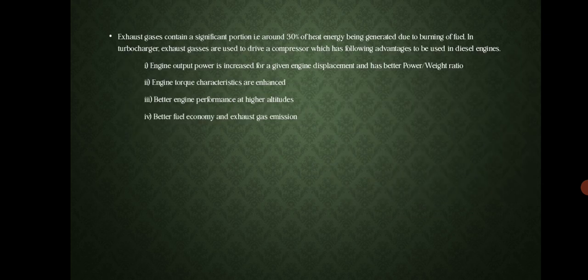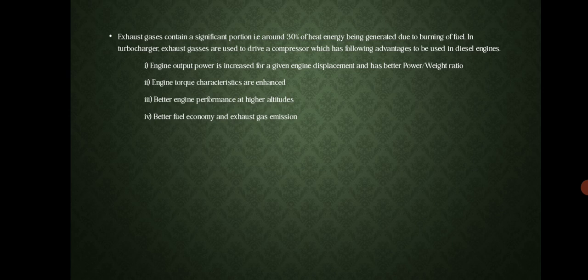Exhaust gas contains a significant portion, around 30%, of the heat energy generated by burning fuel. In a turbocharger, exhaust gas is used to drive a compressor, which has the following advantages in a diesel engine. Engine output power is increased for a given engine displacement, and there is a better power-to-weight ratio.